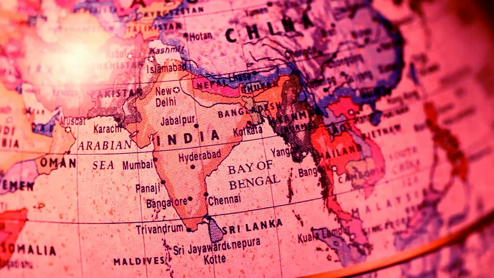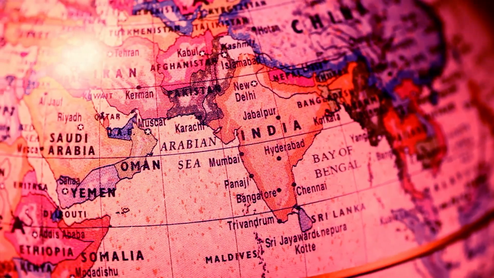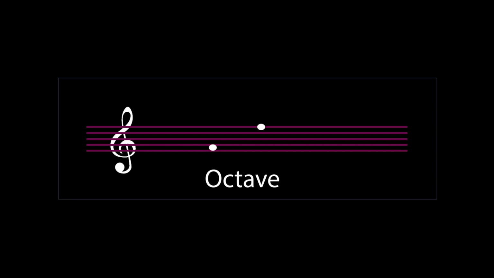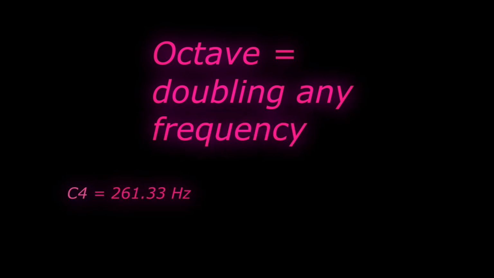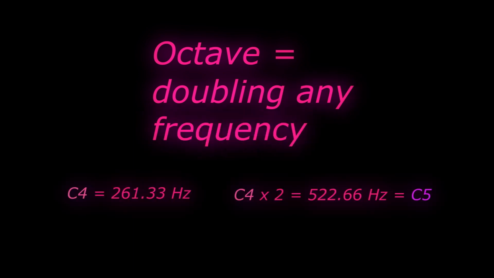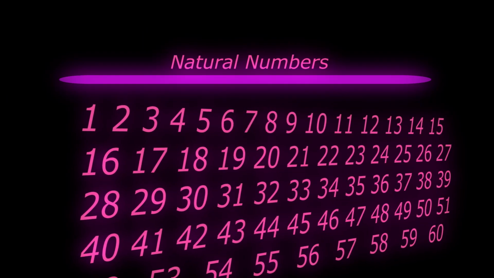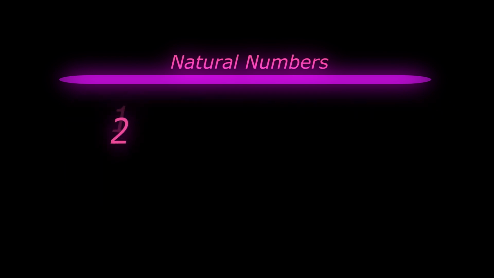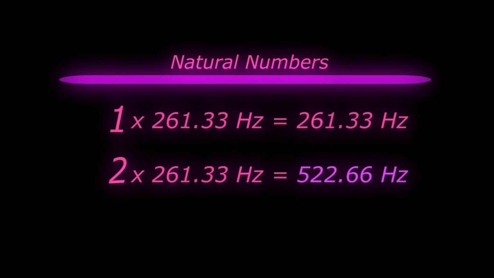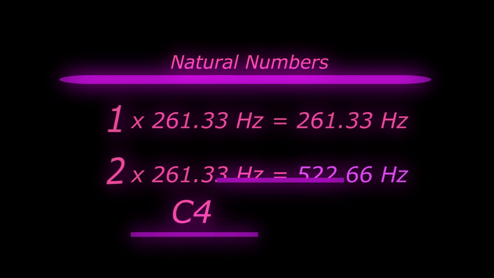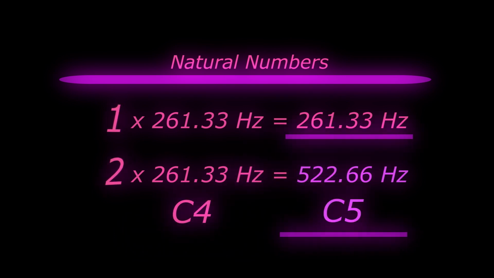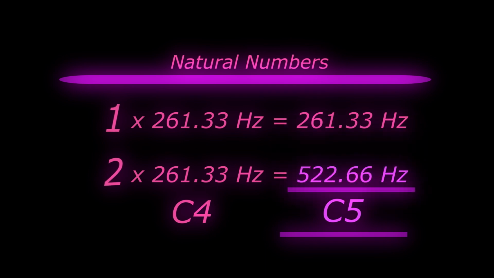Remember when I told you guys about the first interval called the octave in part 1 of Harmonic Jungles? That actually comes from doubling the frequency. So any frequency times 2 will give you the interval of the octave. Why times 2? Because if we look at the natural numbers, 2 is the first one that will actually give us a different result. So if C4 was roughly 261 Hz, then C5, which is an octave higher, will be 522 Hz.